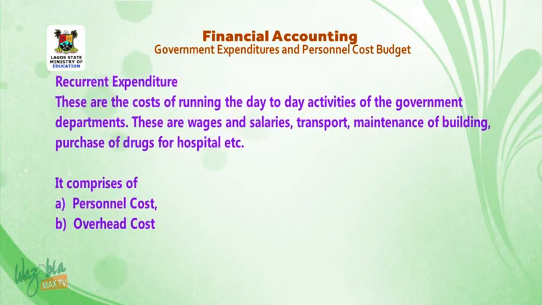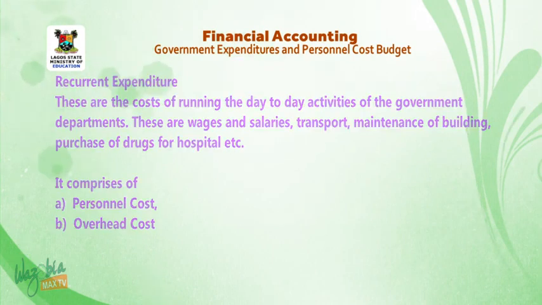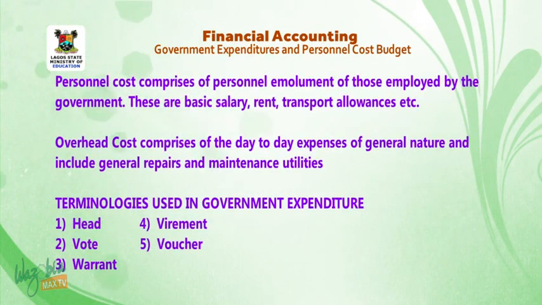Recurrent expenditure. These are the costs of running the day-to-day activities of the government departments. These are wages and salaries, transport, maintenance of buildings, purchases of drugs for hospitals, etc. It comprises of A. Personnel cost, B. Overhead cost. Personnel cost comprises of personnel emolument of those employed by the government. These are basic salary, rent, transport allowances, etc. Overhead cost comprises of the day-to-day expenses of general nature and include general repairs and maintenance of utilities.